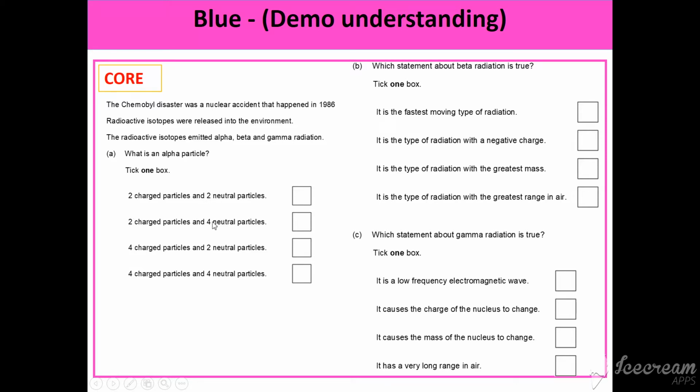2 plus 4 is 6, so it can't be this one. 4 plus 2 is 6, so it can't be this one. 4 plus 4 is 8, so it can't be this one. You should know that the 2 charged particles are the positive protons and the 2 neutral particles are the neutral neutrons, so it is this one.